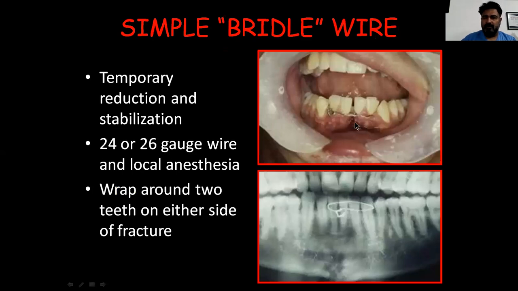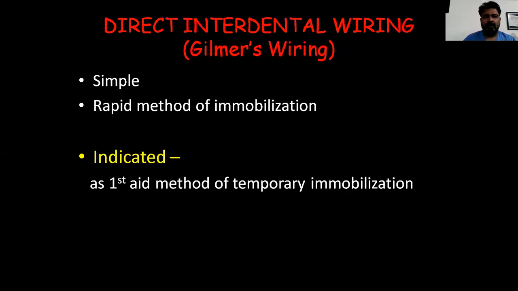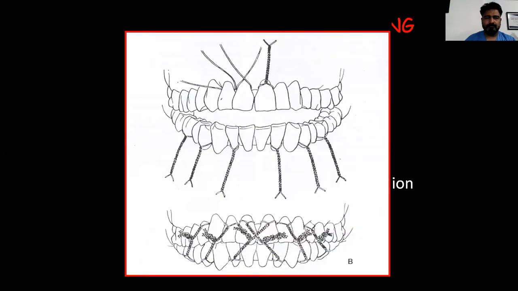This is simple bridle wire. A loop of wire is given interdentally so that it can reduce or stabilize the fracture. Then direct interdental wiring, a simple rapid method of immobilization like this. This is also called Gilmore wiring.